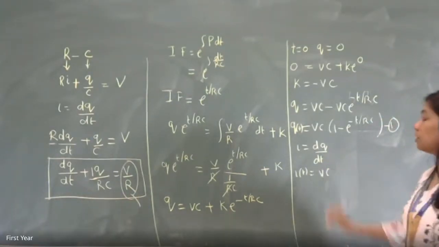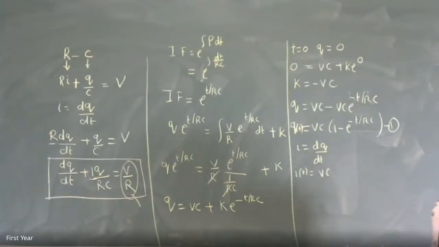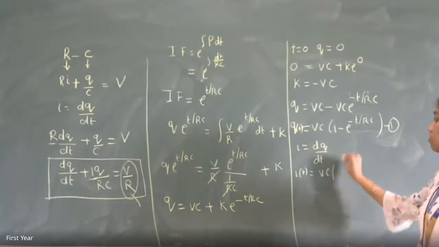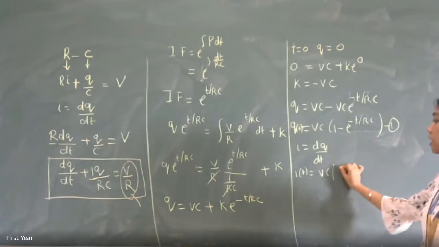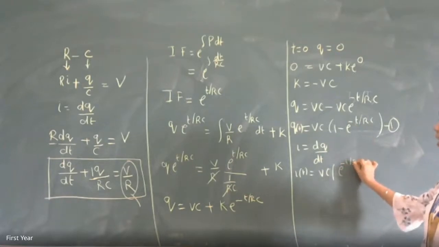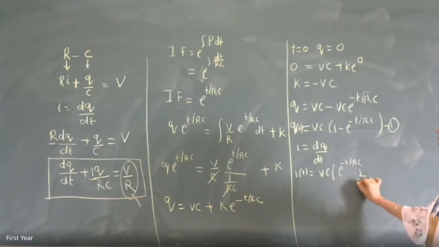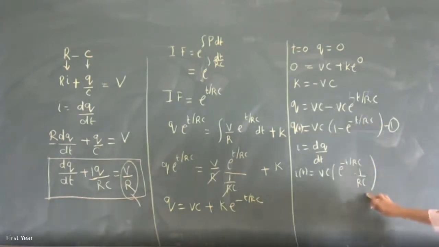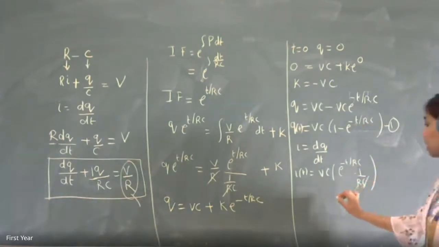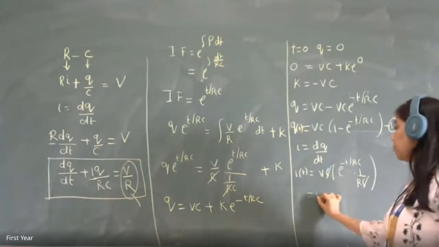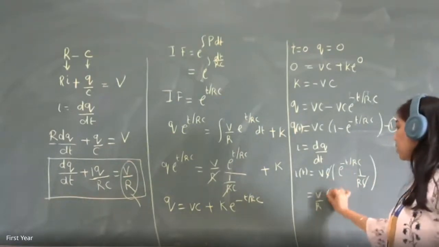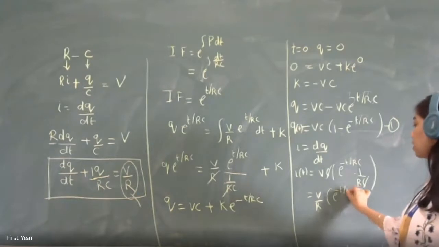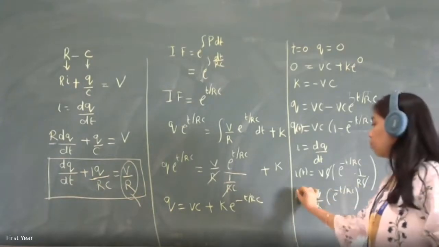VC is constant, it will remain as it is. Derivative of 1 is 0. Derivative of this is minus, into minus it will become plus, e raised to minus t by RC into 1 by RC. Derivative of t upon RC is 1 by RC. So C and C get cancelled. We get V by R into e raised to minus t by RC. This is the current flowing through the circuit.